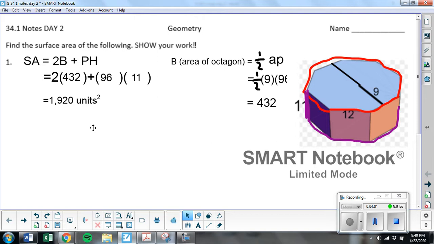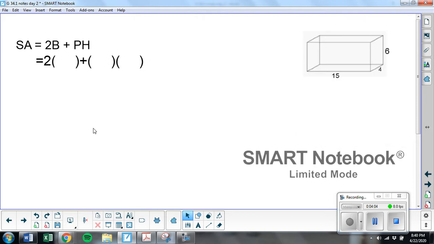Okay, number 2. If you want to try it on your own, you can, and then play the video, that works. Let's take a look at number 2. This is a rectangular prism. Now, with rectangular prisms, this is the only shape where you can have a different base.